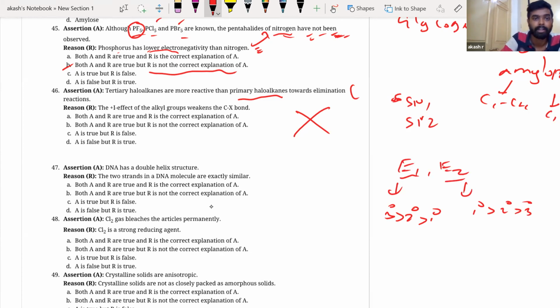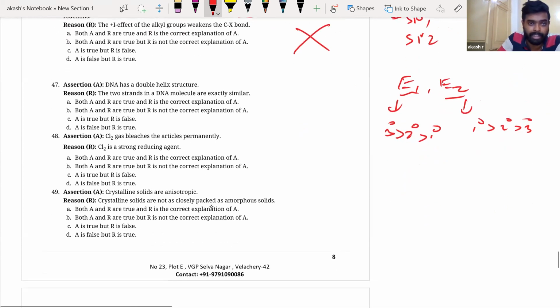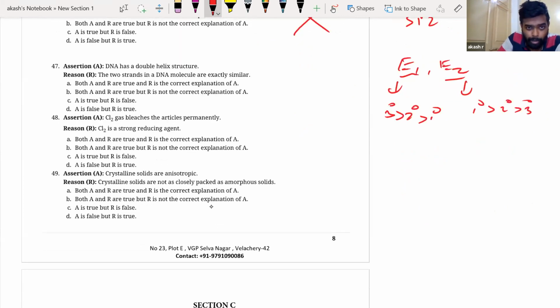Okay. Right. Next. DNA has a double helix structure. Yes, we know. Fine. The two strands in a DNA molecule are exactly similar. Even though I take it, can I consider them similar? One strand and another strand. Yeah, they are similar only, right? One helix will have nucleotides, and the other one will also be all nucleotides. So they are similar.